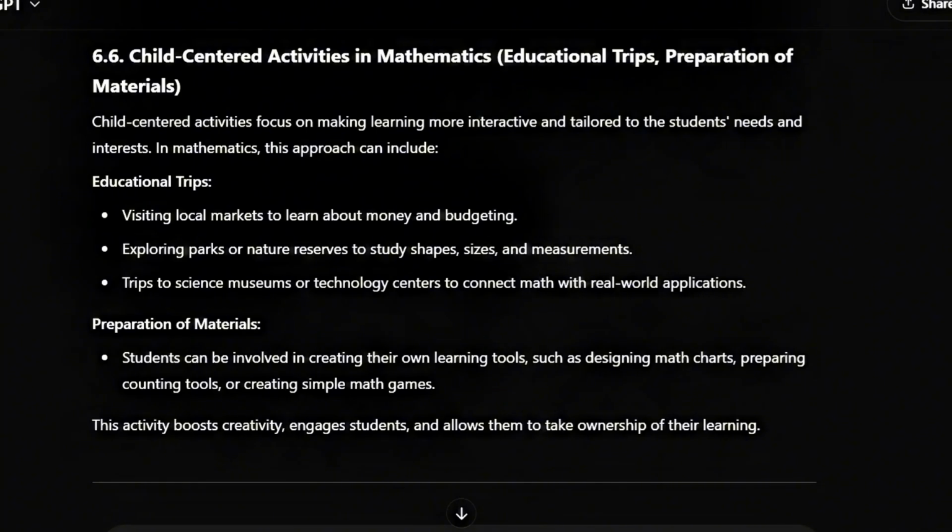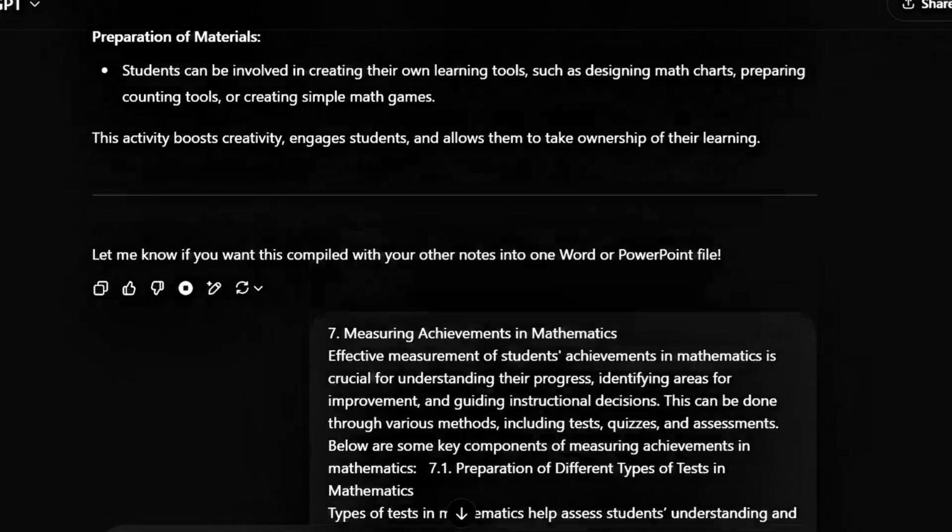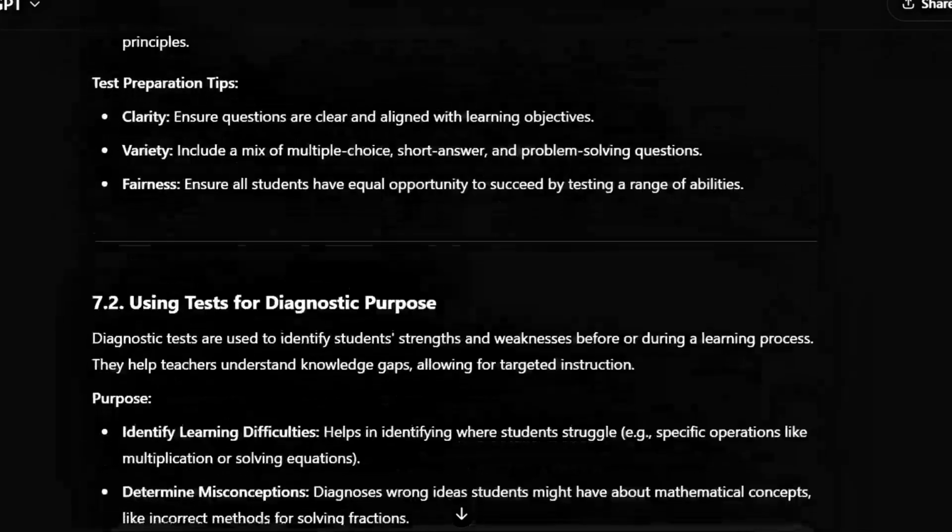Preparation of materials: students can be involved in creating their own learning tools, such as designing math charts, preparing counting tools, or creating simple math games. This activity boosts creativity, engages students, and allows them to take ownership of their learning.